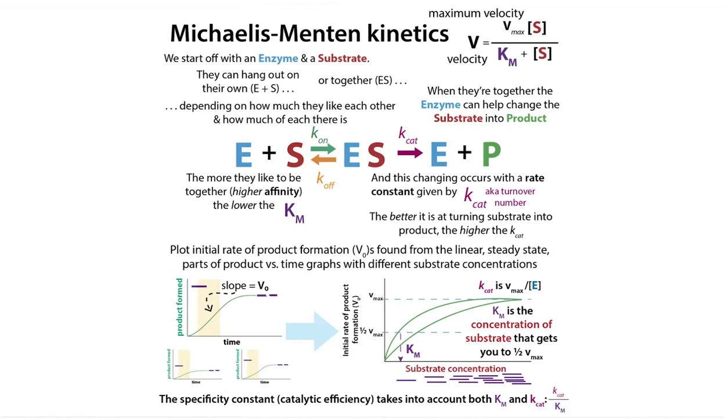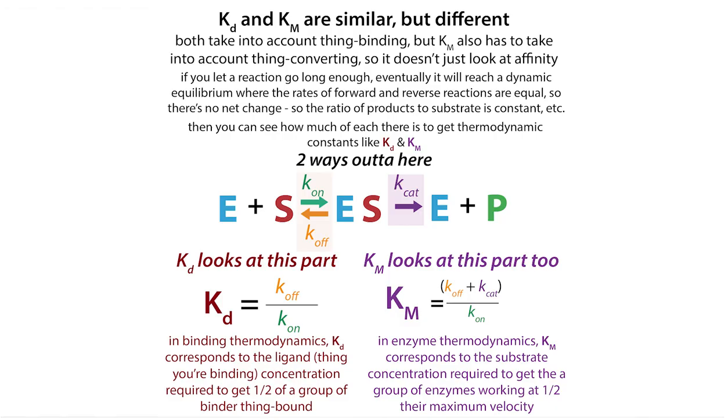Km is going to take into account how much of this enzyme substrate complex we have, which is going to depend on how much you like the substrate, so how tightly you bind, as well as a contribution of the kcat, because how fast you turn into product is also going to influence how much ES you have.